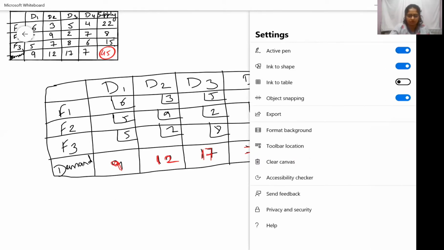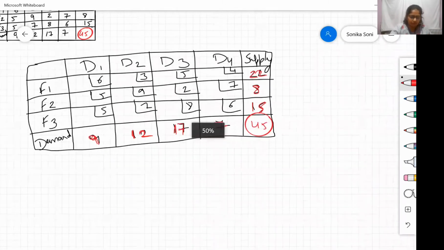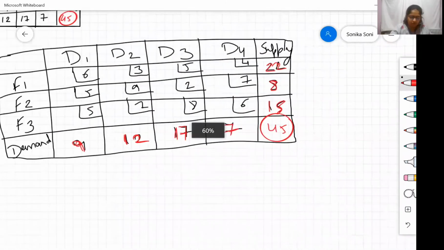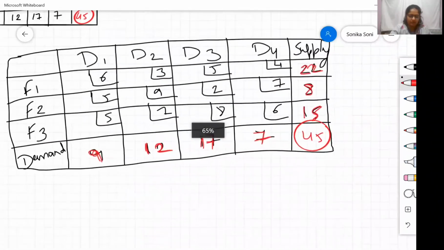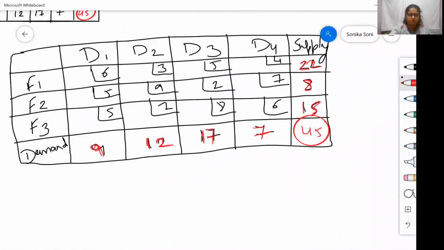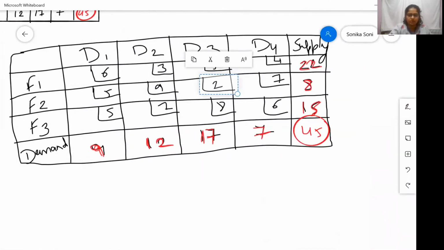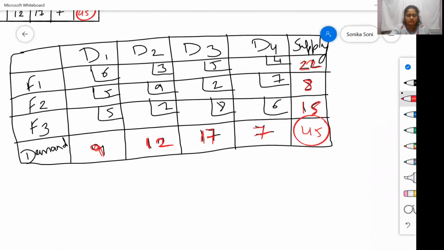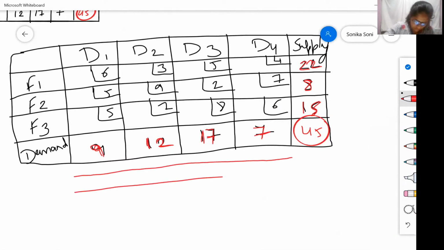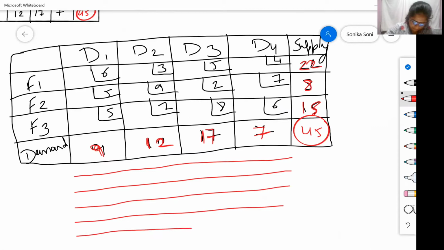Now how do we go about solving the penalty problem? We have to draw penalty columns and rows. As I already said, it is not necessary to draw, but it becomes easy when we draw penalty lines, rows and columns. So here we have penalty rows. Here we have columns for penalty.